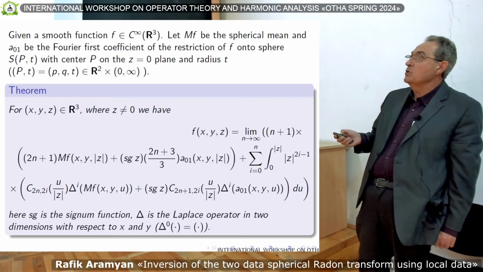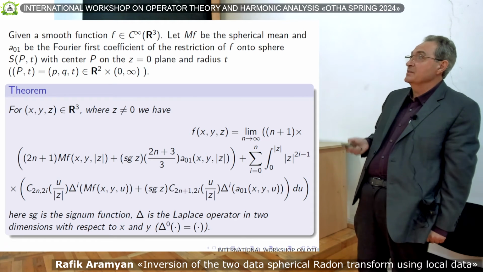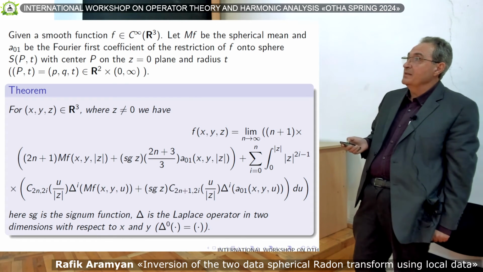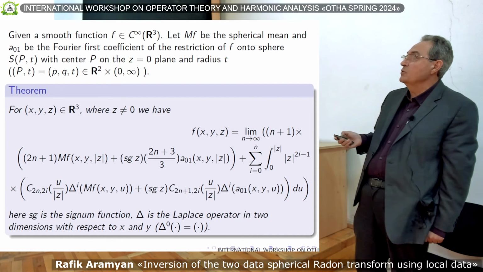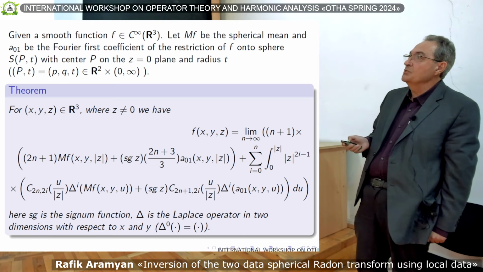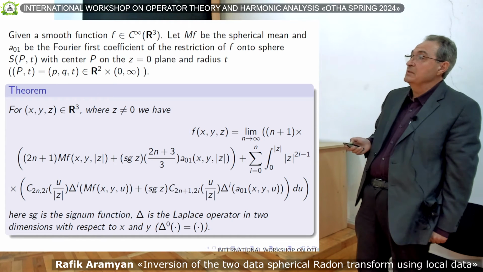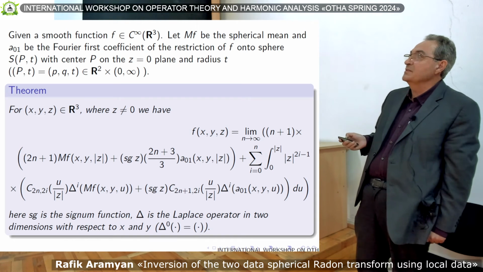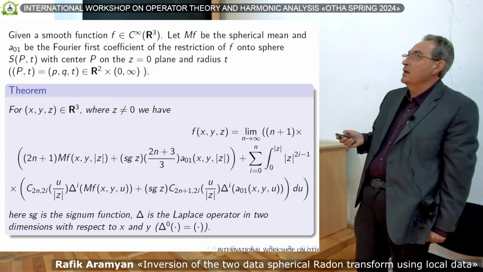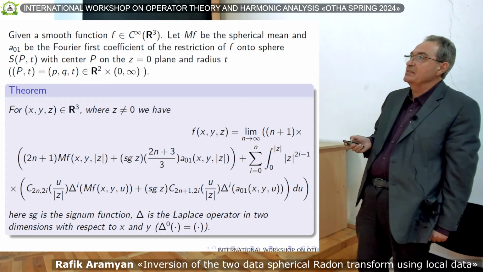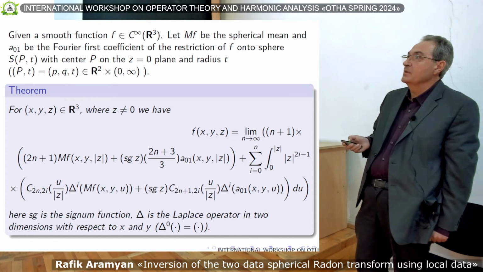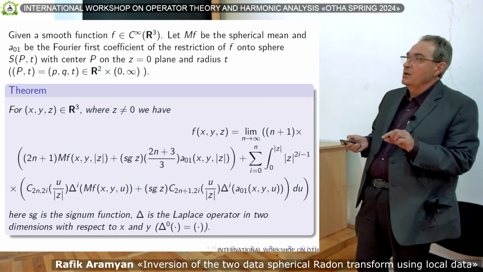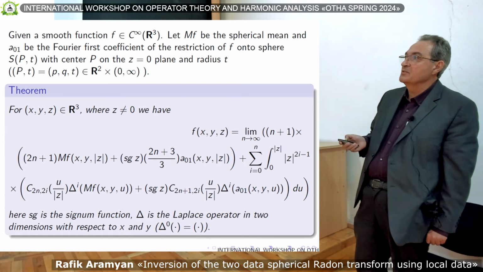You see, to recover the value of f at the point (x,y,z), we use just the data of detectors at the point (x,y,0), and u changes from 0 to modulus z. Here you see the Laplace operator, and then we multiply with those polynomials, integrate, and consider the sum. So to reconstruct the value at the point (x,y,z), we need just the data from detectors placed in a neighborhood of the point (x,y,0).